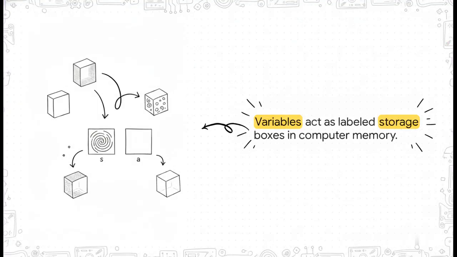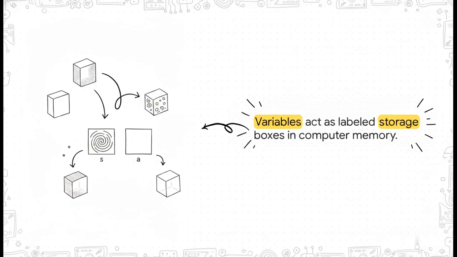Think of computer memory not as some vast invisible cloud, but as a set of physical storage boxes. Each box can hold exactly one item of data at a time. And to find these boxes easily later on, we stick a label on them. In the programming world, that label is called a variable. So, if we're writing a program to calculate the area of a square, we might label one box S for the length of the side and another box A for the resulting area.